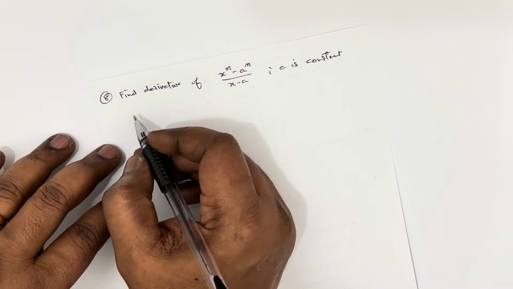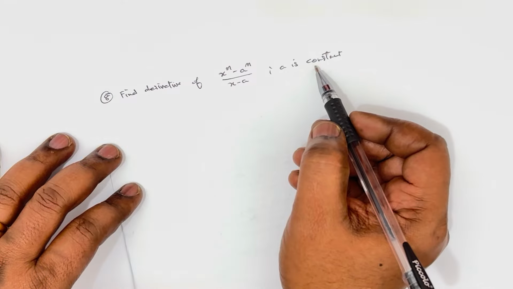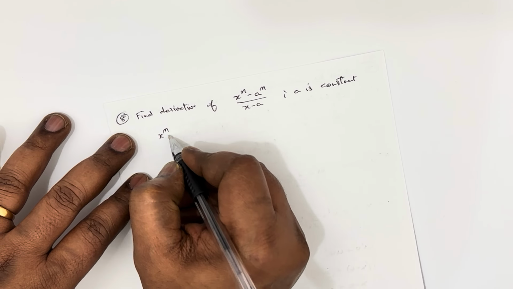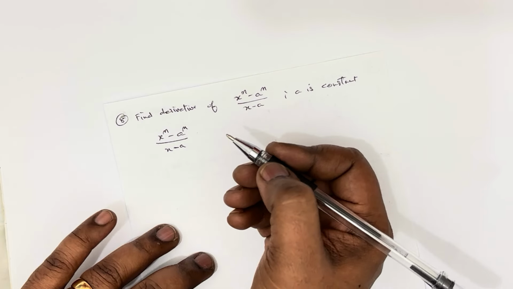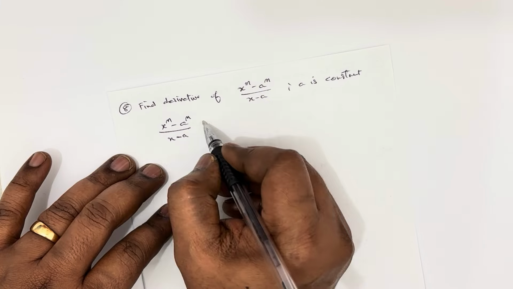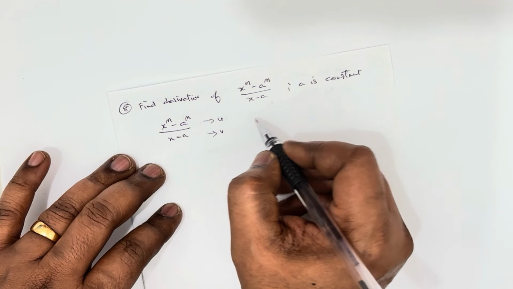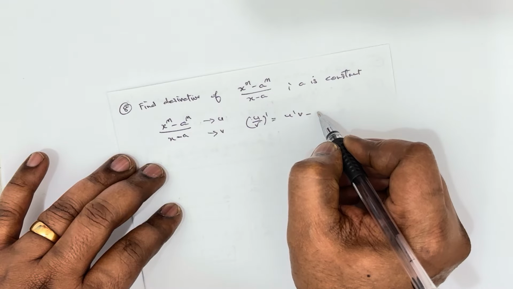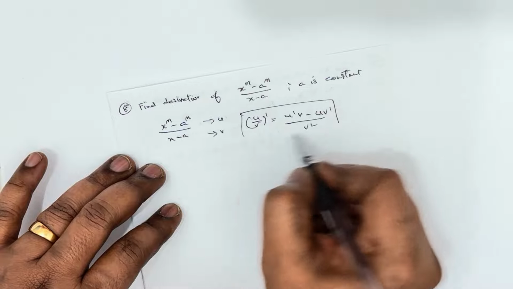Okay, let's do the 8th problem. That is, find the derivative of this function where a is constant. So the function is x raised to n minus a raised to n upon x minus a. Now this is also again function upon function, so we can assume this to be u and this to be v. Again, u by v whole dash will be u dash v minus u v dash upon v square. We'll use this formula.